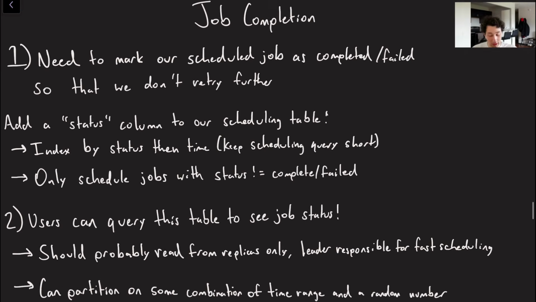Cool. So as far as job completion goes, what do we want to do about this? Well, if we have a scheduled job, a user needs to be able to query its status, right? We need to know whether it completed or whether it failed or whether we need to retry it. And the reason for this is so that we don't retry it further, right? If I never mark my job in the scheduling table as completed or failed, or I never remove it from the scheduling table, we're just going to retry it an infinite amount of times, and that would be bad.